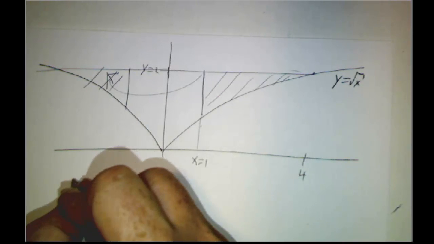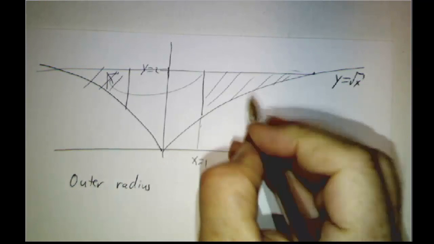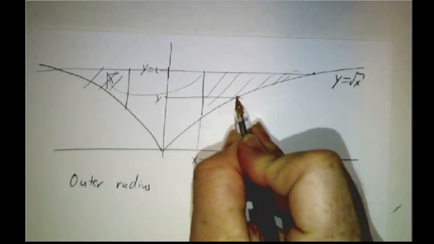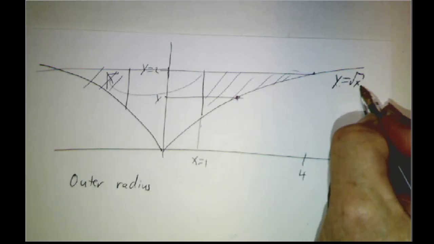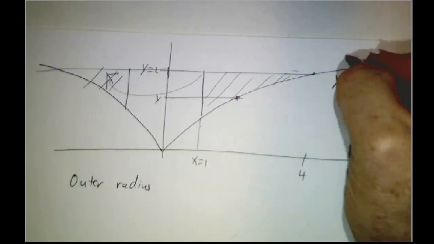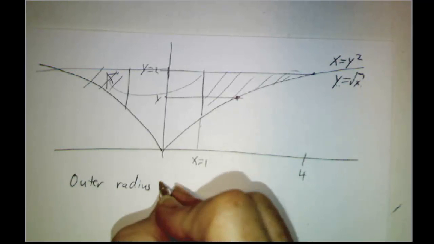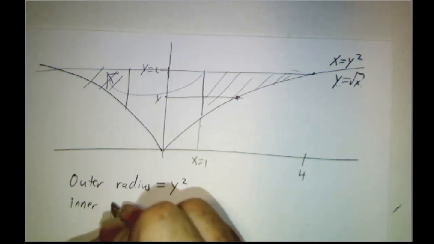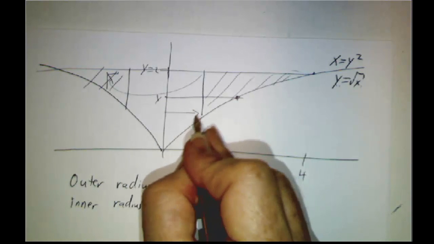So in this case, the outer radius is, we have to figure out what value of x corresponds to a given value of y. So instead of writing this curve as y is a function of x, we write x as the inverse function. We say x is y squared. So the outer radius is y squared. The inner radius is 1.